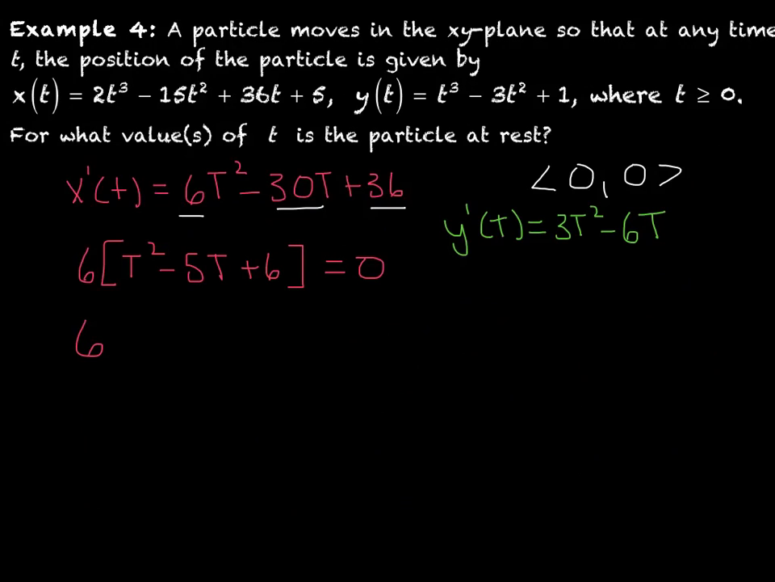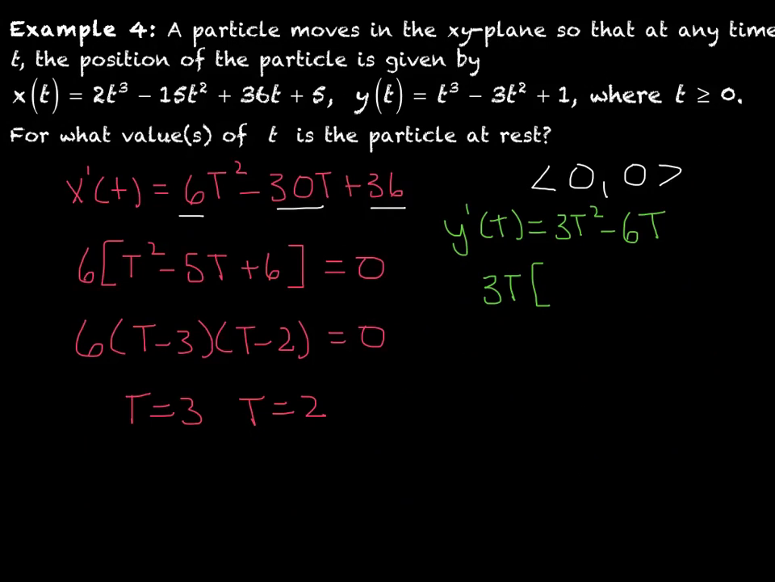And we end up getting 6 and then t minus 3 and then t minus 2. So the two times when the x velocity is 0 are going to be t equals 3 and t equals 2. So we'll hold off on those and we're going to solve over here the y prime of t. And so we're going to factor out a 3t right there, and that is going to leave us with t minus 2. So t equals 0 and t equals 2.